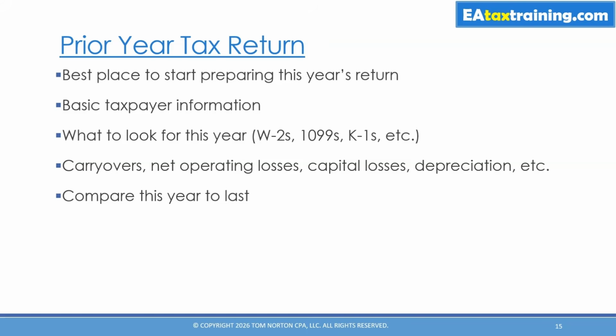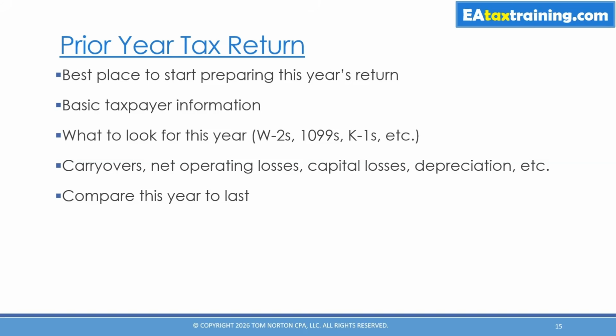It's also going to give you a good clue as what to look for this year. Taxpayers tend to have the same kinds of things from year to year. W-2s, 1099s, K-1s. These are all forms that you're going to become familiar with throughout this course. But if they had them last year, then there's a pretty good chance that they're going to have them this year. There can also be carryovers, things that flow over from one year to the next. Things like net operating losses, capital loss carryovers, other things like depreciation that they may have. You're going to see that from year to year. So it's good to have at least 1 year's prior tax return so you can see those types of items.